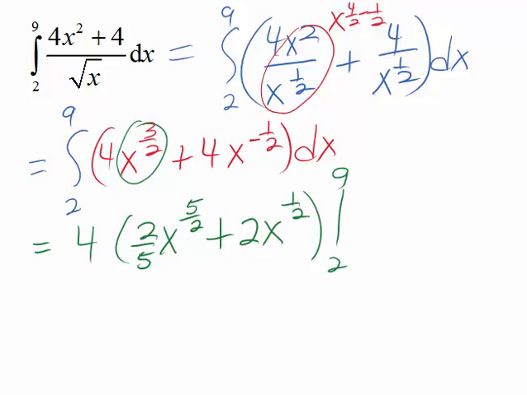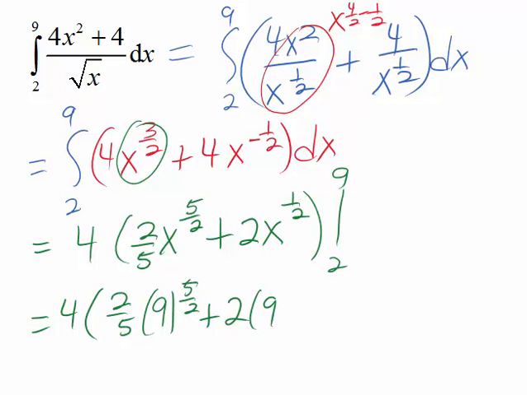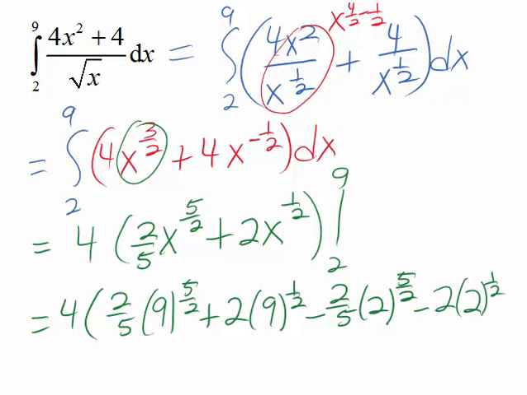So let's go ahead and do that. So this is going to be 4 times 2/5, and then here we need to substitute in 9. So I'm just going to write 9 to the 5/2 plus 2 times 9 to the 1/2, and then minus 2/5 times 2 to the 5/2, and minus 2 times 2 to the 1/2.